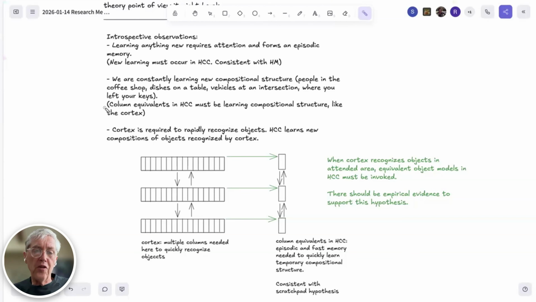So this told me for the first time, I realized after thinking about this, that the column equivalents in the hippocampus must be learning compositional structure, just like the cortex. It never occurred to me until we understood compositional structure that that's what's going on between those regions, especially like the different grid cell modules and the different associated hippocampus place cells, that is also learning compositional structure. And that's, where's the keys? Where's this kind of stuff? And so that was a big sort of insight to me, just to get a deeper understanding of that.